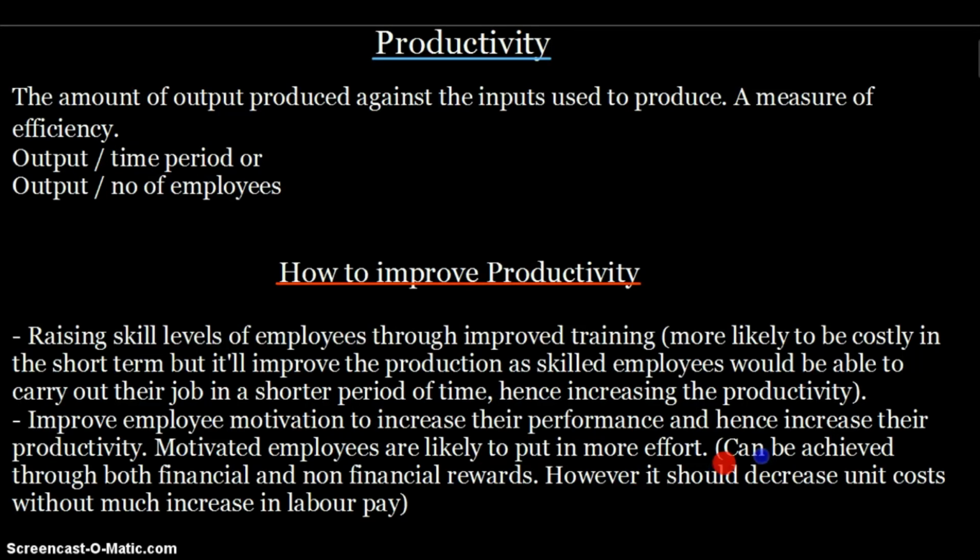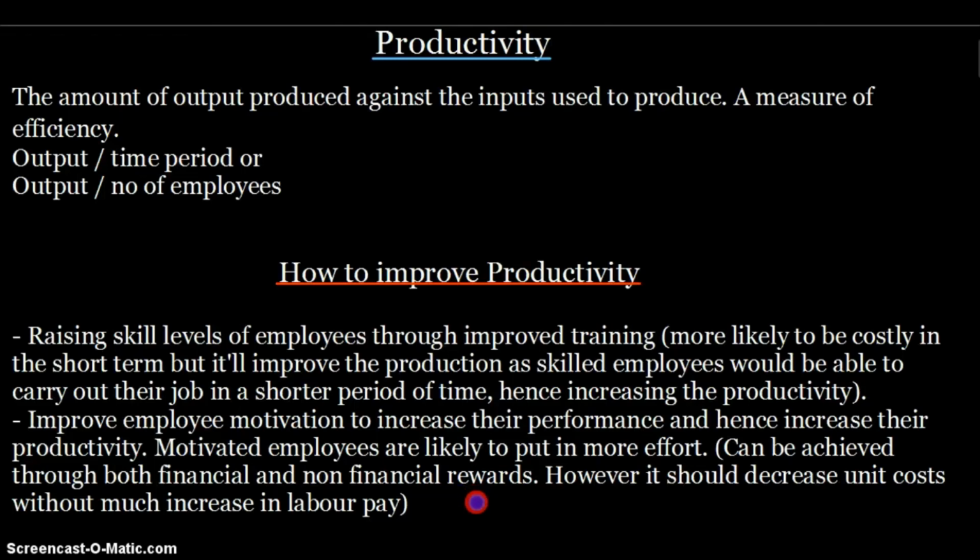And how can that be achieved? It can be achieved through both financial and non-financial rewards. However, it should decrease unit cost without much increase in labor pay. In order to improve your productivity, the financial and non-financial rewards both should decrease unit cost without much increase in labor pay, because when you are trying to use financial rewards, it will likely increase your costs, and non-financial rewards, of course, all have their own pros and cons, which we have discussed in the motivation chapter. So you can refer to any of that when you are answering such questions about how to improve productivity.